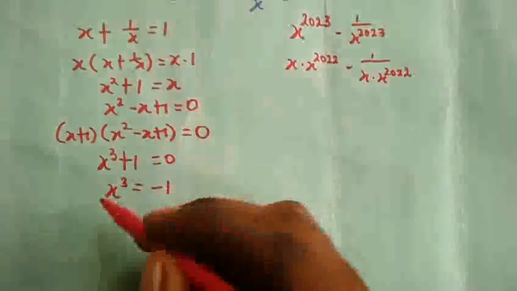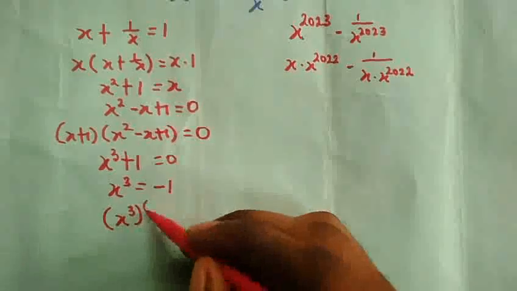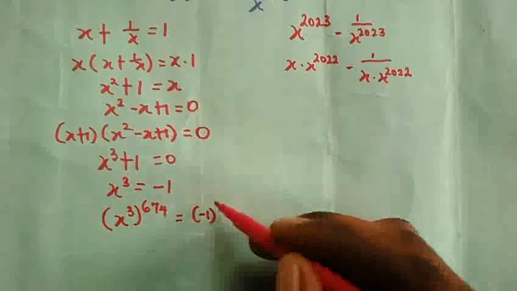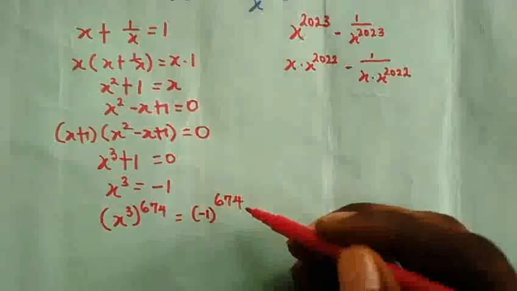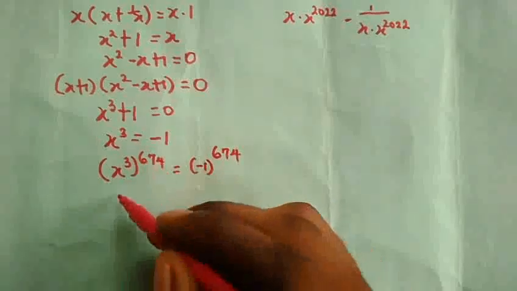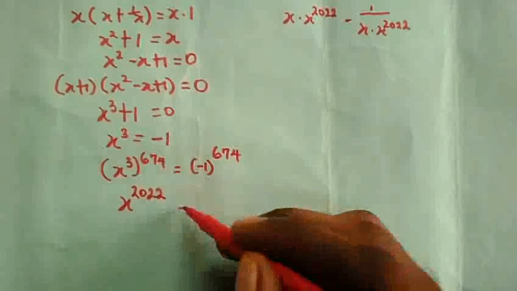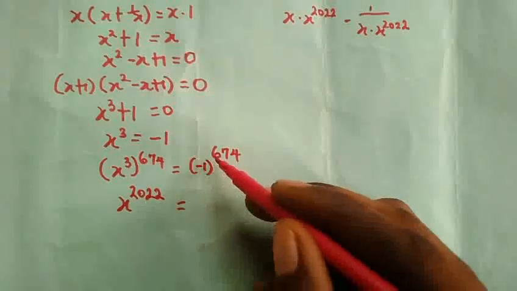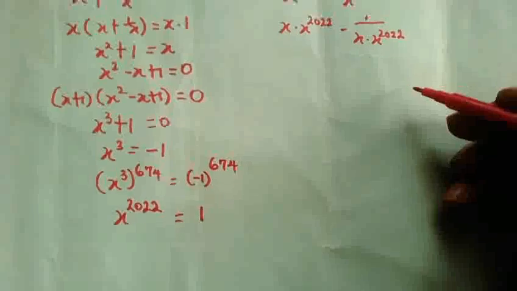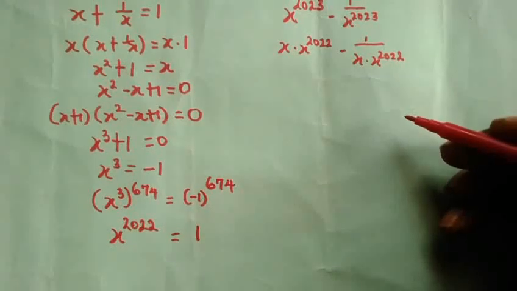So in this equation we can raise both sides to the power of 674, then it is equal to negative 1 raised to 674. Now with this, 3 times 674, we're getting x raised to 2022, which is equal to negative 1 to the power of an even number, which is 1. So we have got that x raised to 2022 is equal to 1.